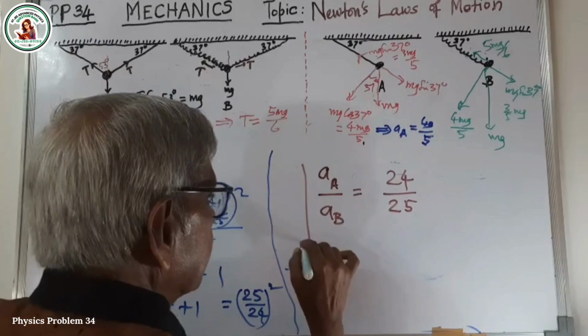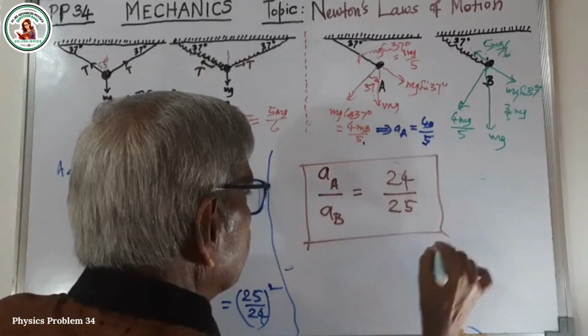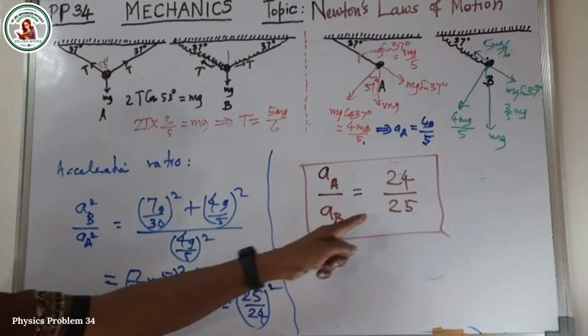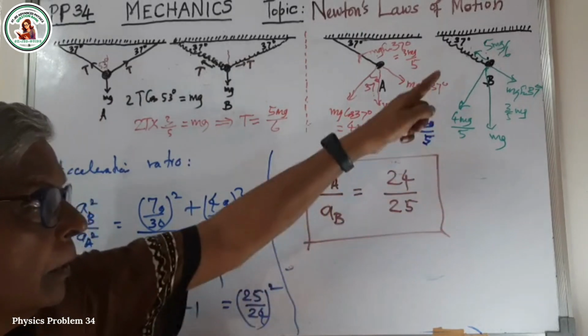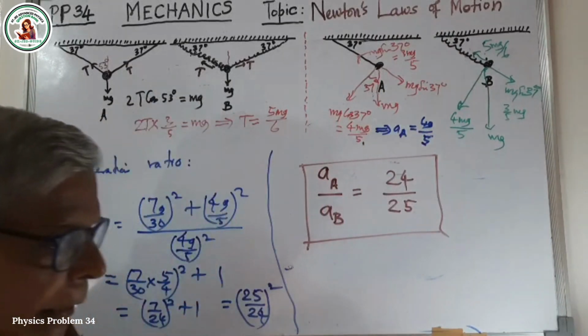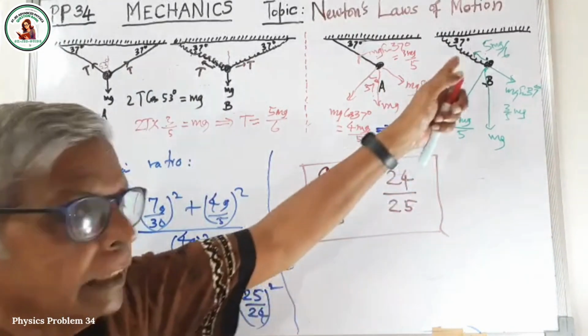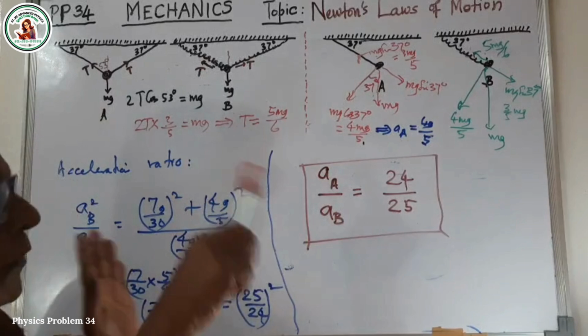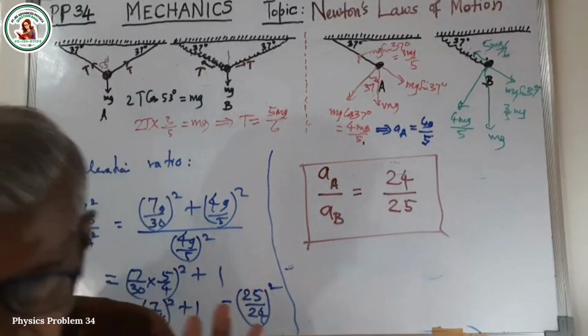So B, the mass attached to the spring, has a slightly larger acceleration because of the tension prevailing in the spring even after cutting one spring. So I think you can follow the solution. Thank you.